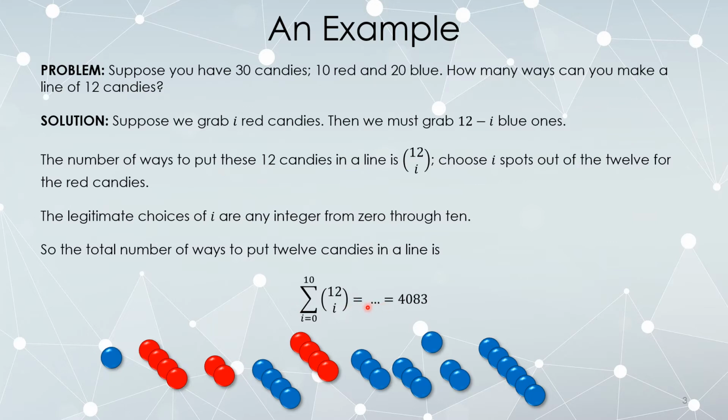If you then compute out the sum of all these numbers, 12 choose 0 plus 12 choose 1, and so forth, all the way up to 12 choose 10, the result is 4,083. There are 4,083 ways to make a line of 12 candies that are drawn from this collection.